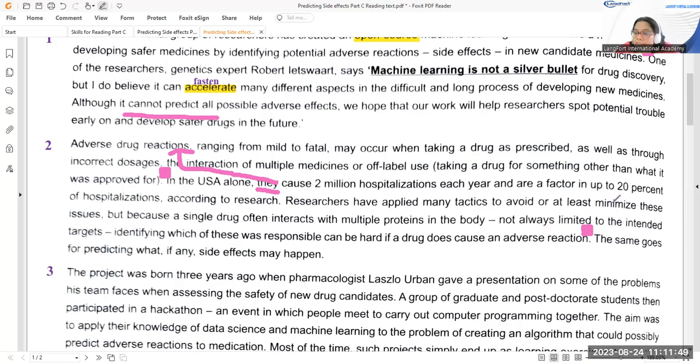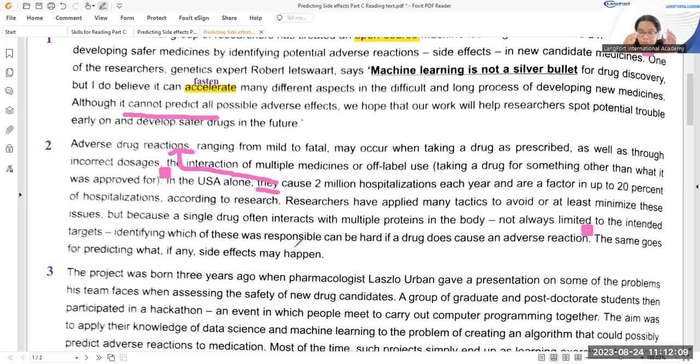Okay, and last sentence, Smita. Yes, ma'am. The same goes for predicting what, if any, side effects may happen. So it's difficult to identify which target is responsible for a side effect, and more than that, it's also difficult to predict what side effects may happen.